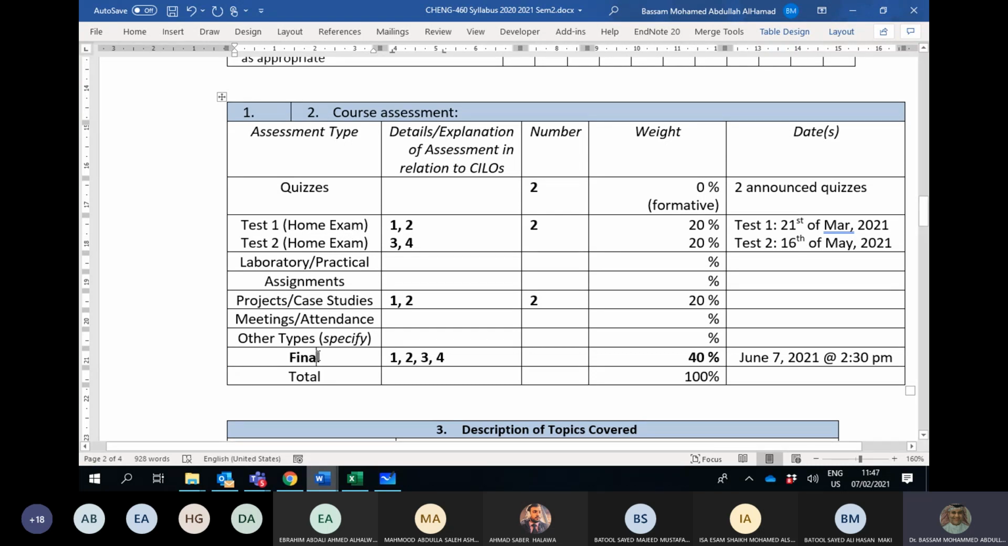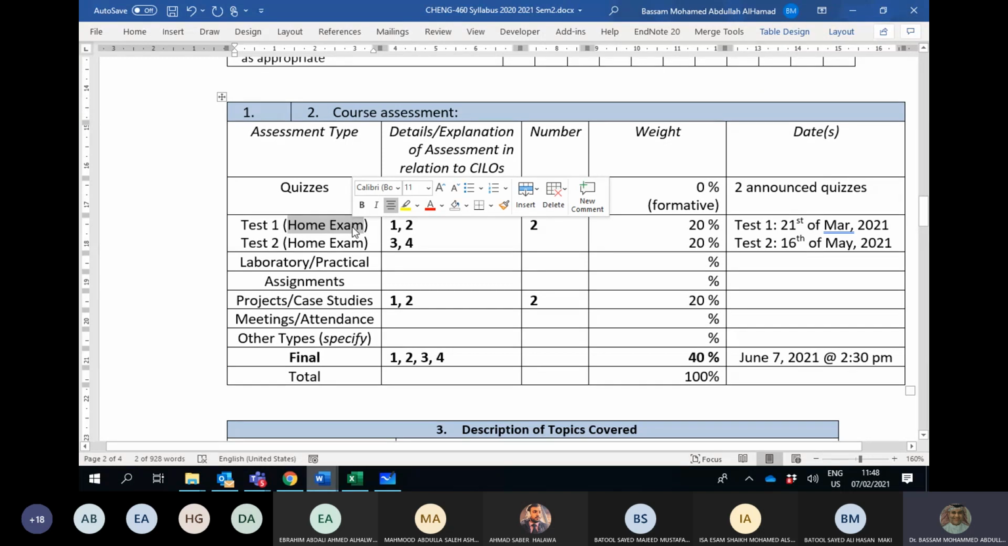However, the final is not going to be group work. It will not be a group work. It will be a final of 2 hours, from 2:30 to 4:30. And why I'm saying this also, because there are many students who do very good in test one and test two, but they don't do good in final.